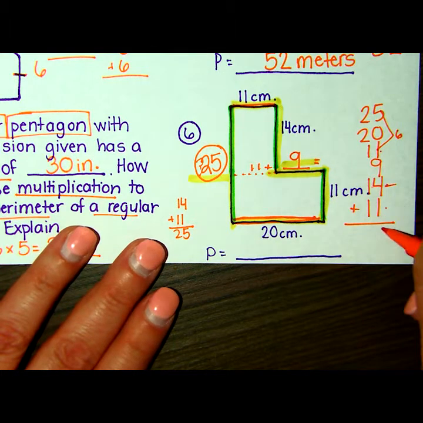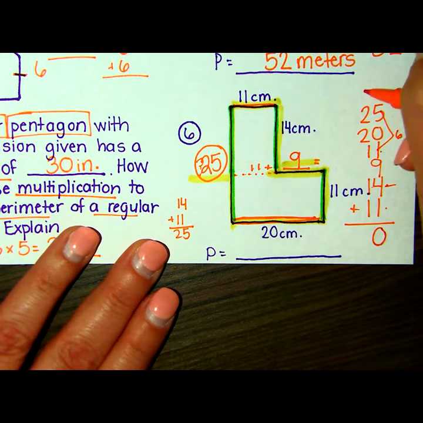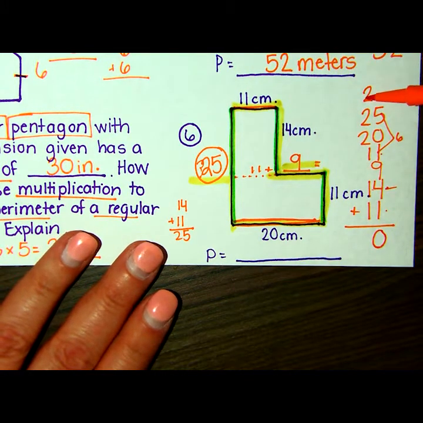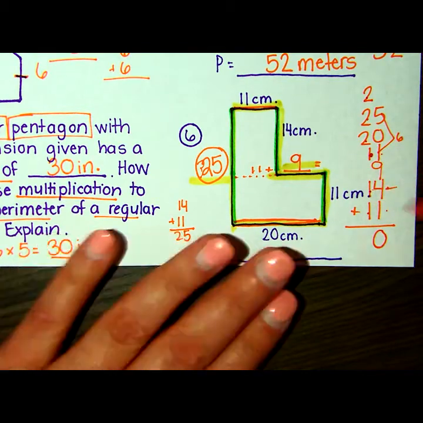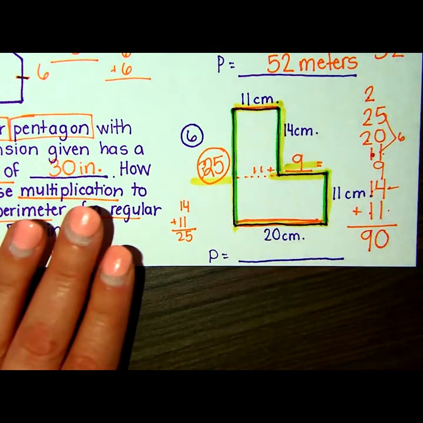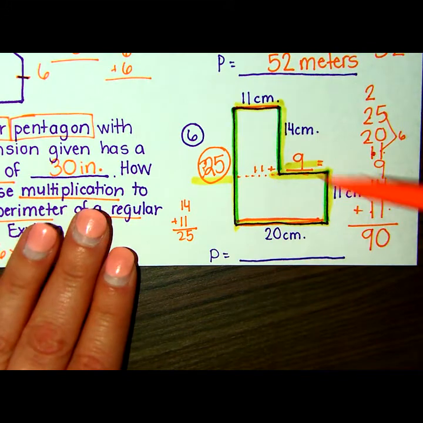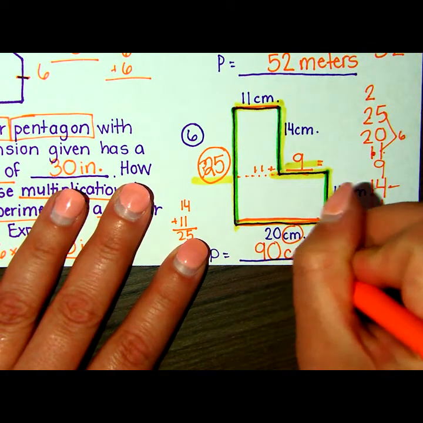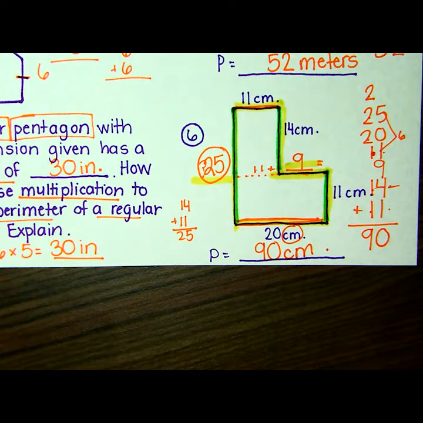So put the 0 here and carry the 2. Now add up my tens place. 2, 4, 6, 7, 8, and 9. Alrighty, this figure right here with these two missing sides has a perimeter of 90, and cm stands for centimeters. Voila! Perimeter. There you go.